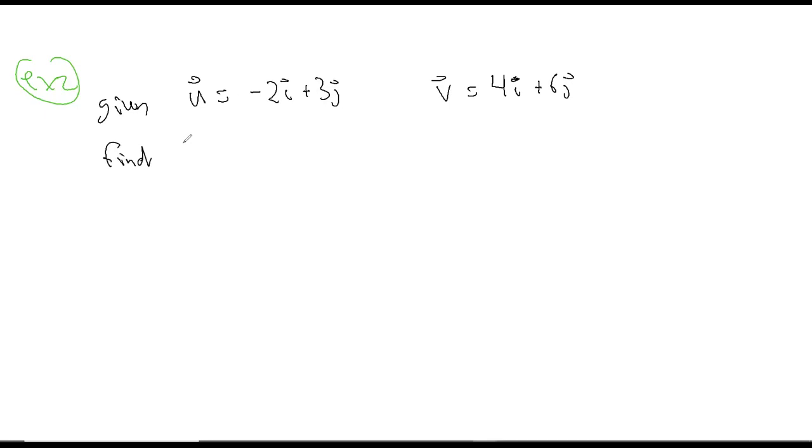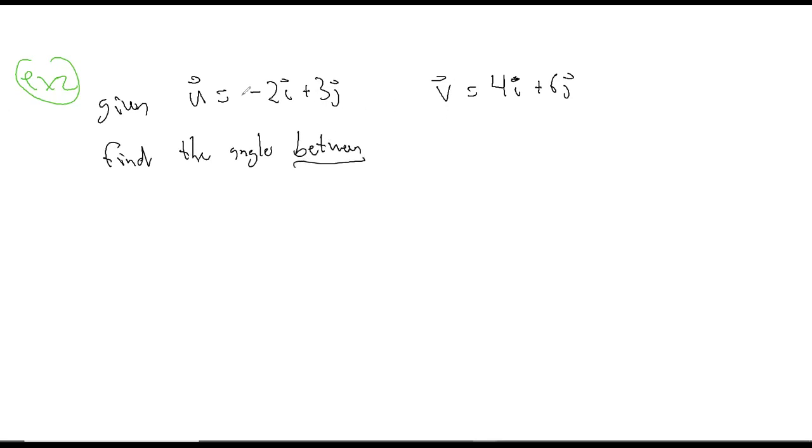What were we up to? Example two, three, two. Given that u is equal to negative 2i plus 3j. I like those numbers together. And the vector v is equal to 4i plus 6j. Let's just find the angle between them.